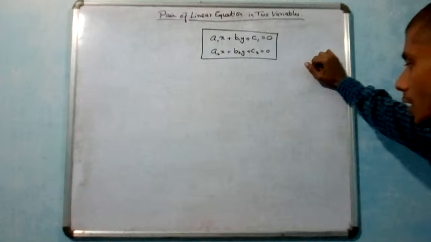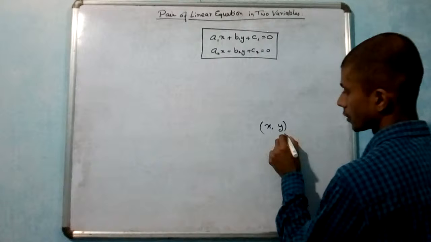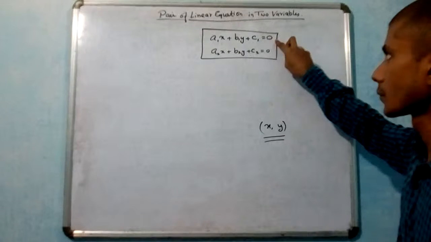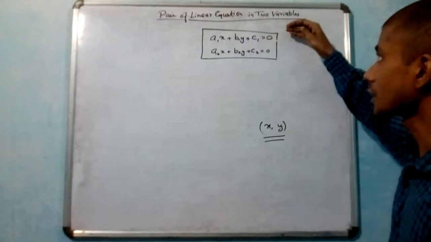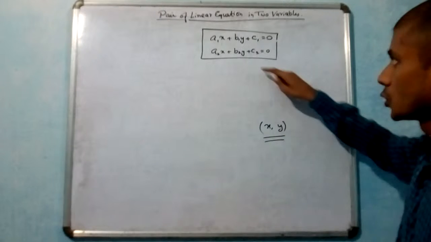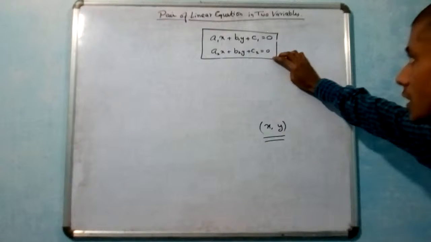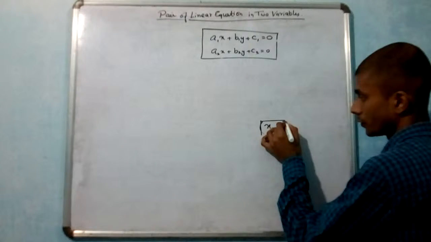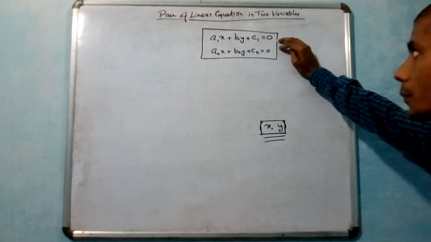Satisfies both the equations means a single value of x, suppose, and a single value of y you got from somewhere. Now you are substituting these values in the first equation. You are saying it is satisfying, means LHS is equal to RHS. The same x and y values you are substituting in the second equation. You are saying that this is also getting satisfied, means here also LHS is equal to RHS. Then only we can say this x comma y is the solution of this pair of linear equations in two variables.